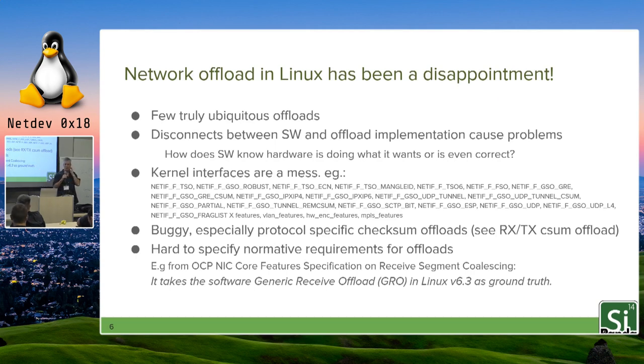So all that being said, I'm going to make a claim that for all the work we've done in Linux for network offload, it's actually been pretty disappointing. There are several reasons for that, but we don't have a lot of ubiquitous offloads. Even the core one, checksum offload, which we're going to talk about today, still has problems. Usually, I think the problem is disconnects between the software and the offload. Software wants to do an offload, but it's assuming certain properties of the offload. If the hardware does not match what the software expects, we have a disconnect.